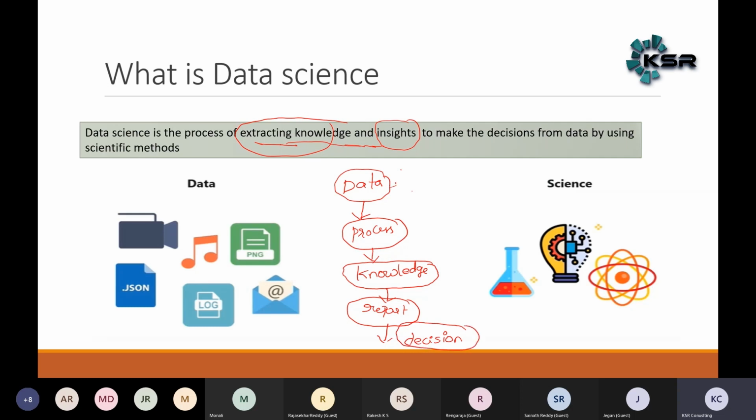You have data, it can be any data. Process the data, because raw data cannot be used directly, right? From the process, you will get some knowledge. With the help of knowledge, they are going to get the report. With the help of the report, we are able to make decisions.